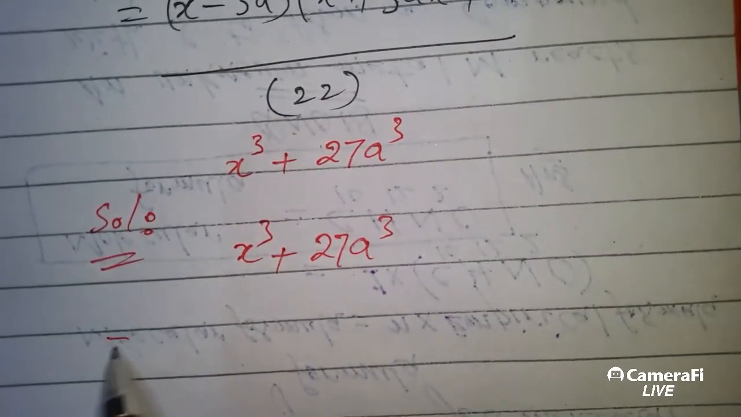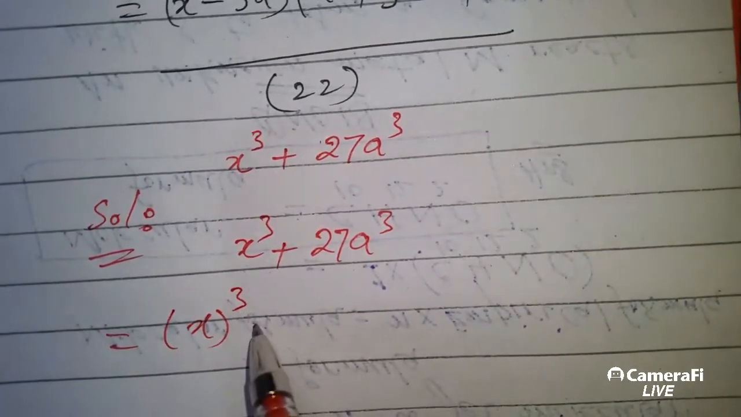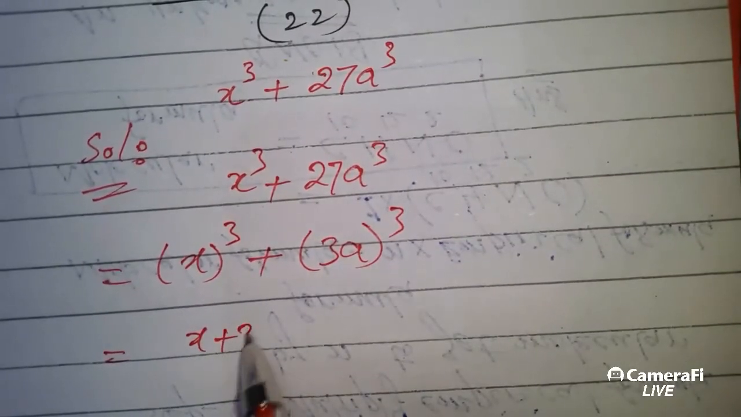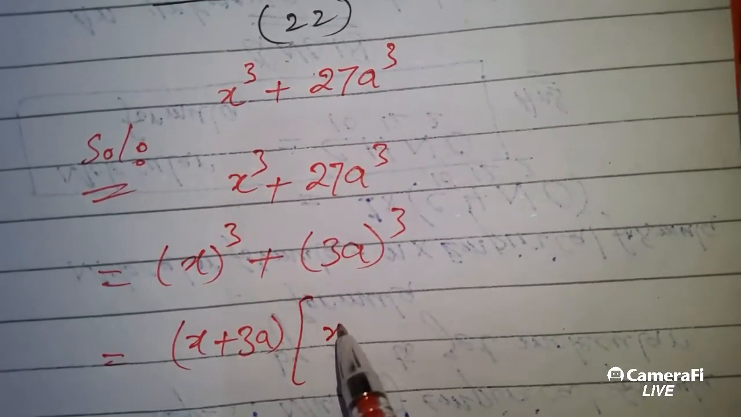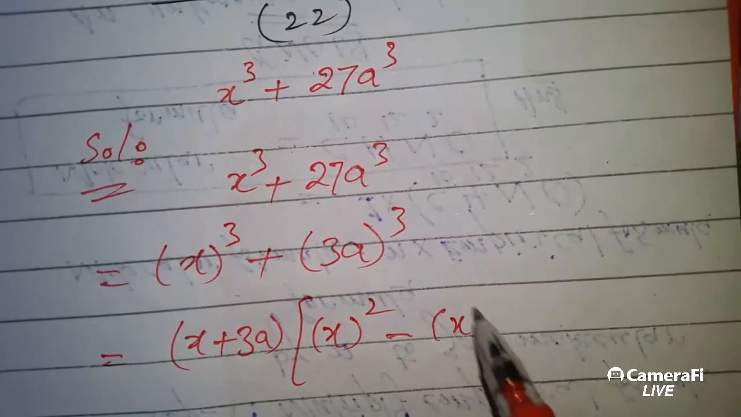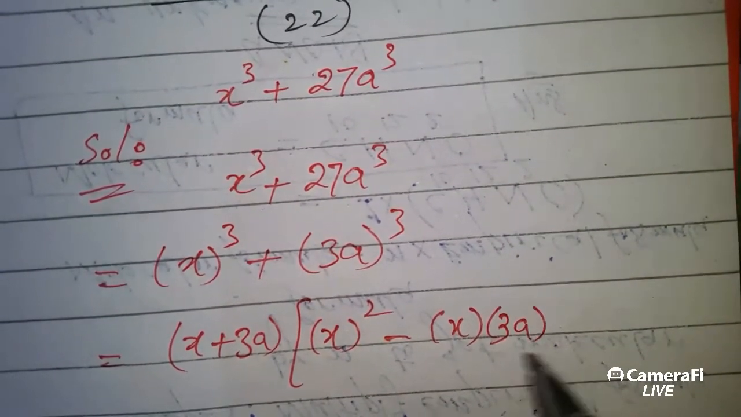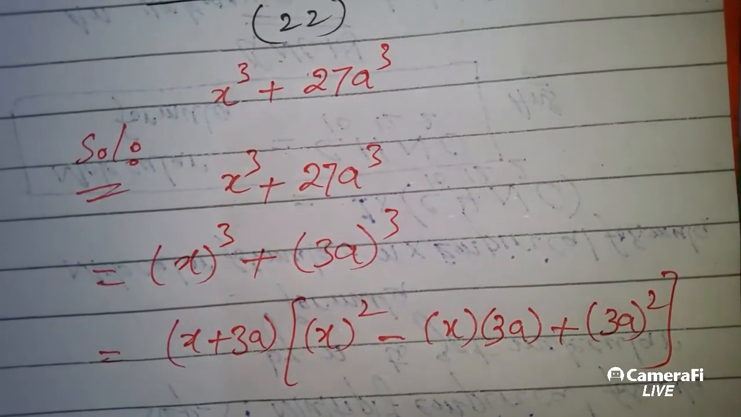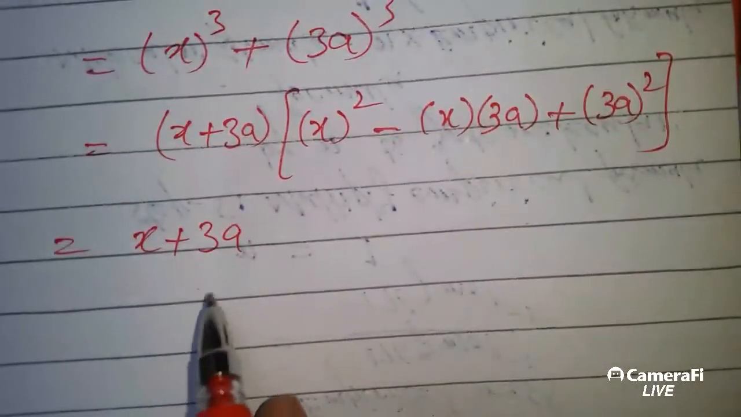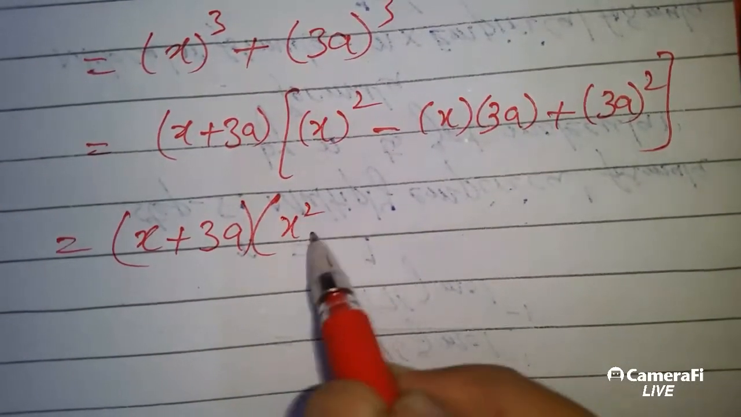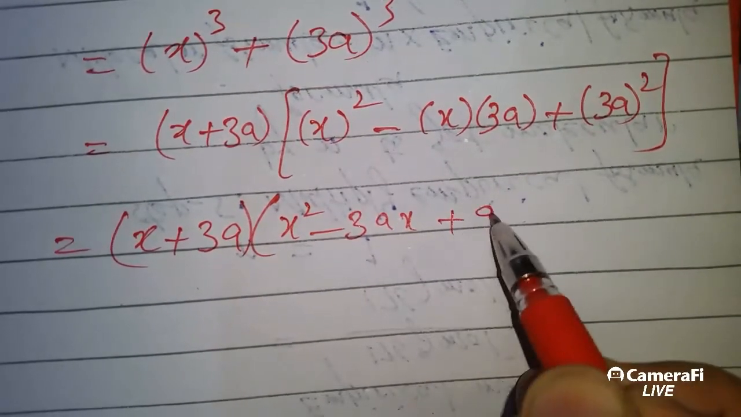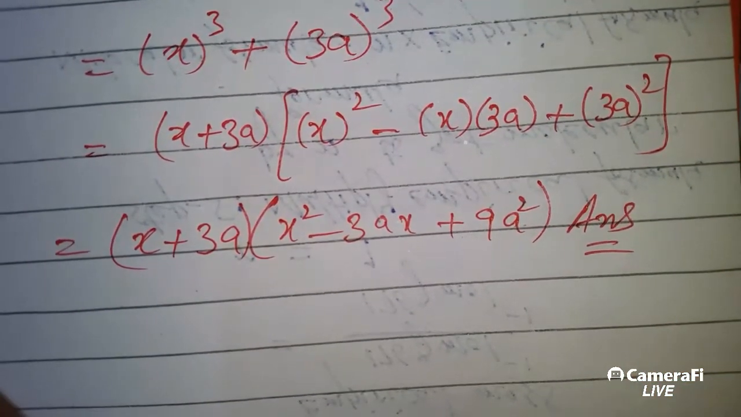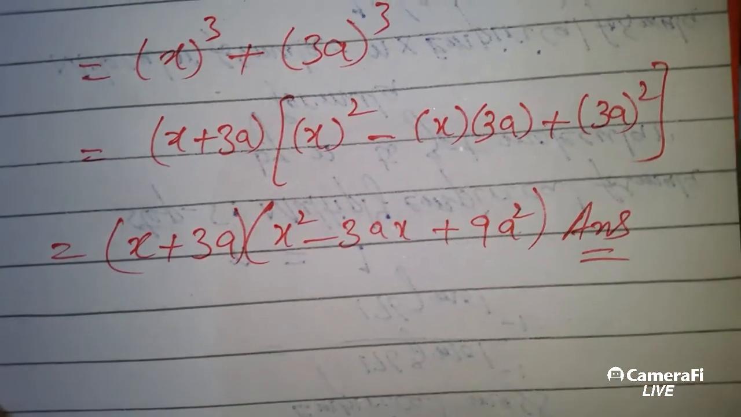Here again we can just apply the cubic formula. X plus 3a, square of the first term minus first term into second term plus square of the second term. X square minus 3ax plus 9a square. So this is the answer, and with this we come to the end of the exercise as well.